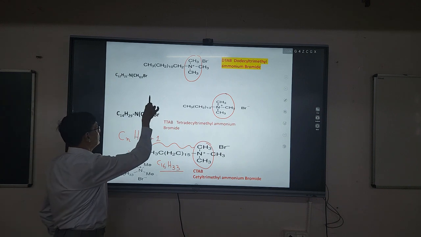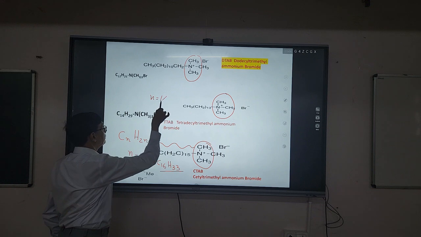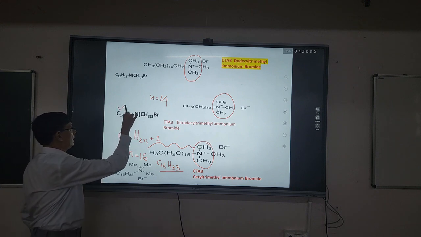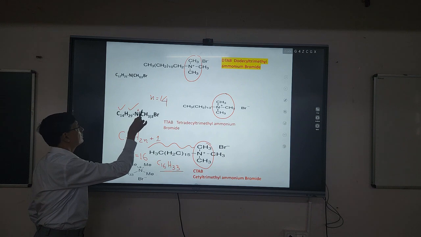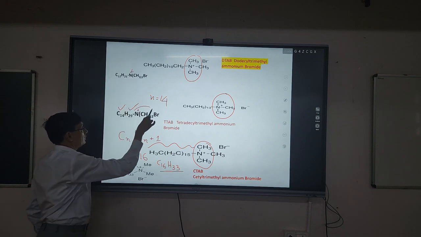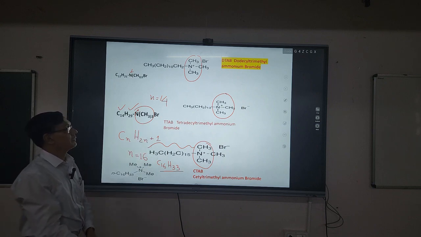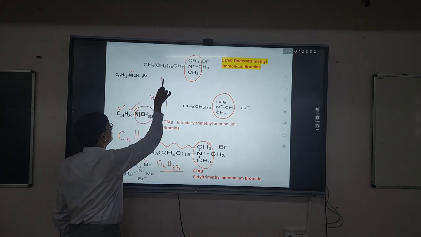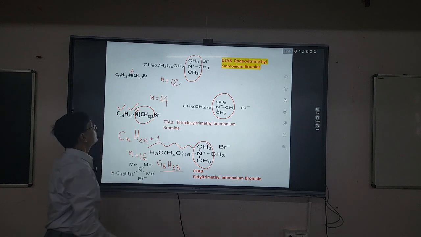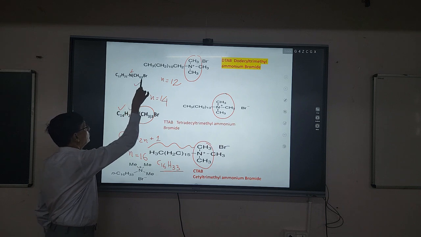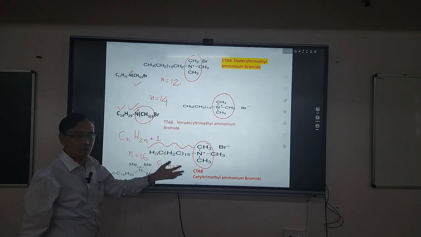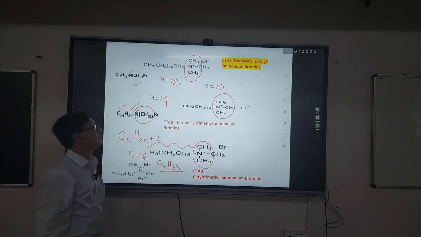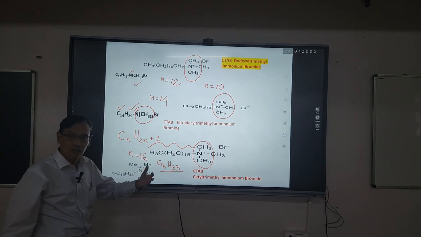Now if n is equal to 14, so it is C14H29, of course. So it is tetradecyl trimethyl ammonium bromide. Now if n is equal to 12, so it is C12H25. So it is dodecyl trimethyl ammonium bromide. If n is equal to 10, so you can write decyl trimethyl ammonium bromide.